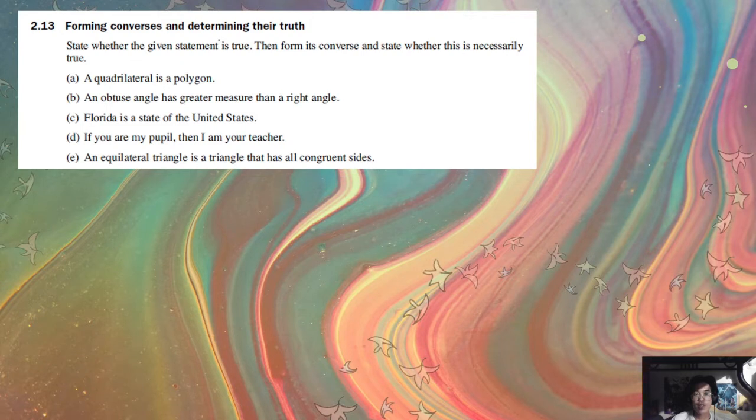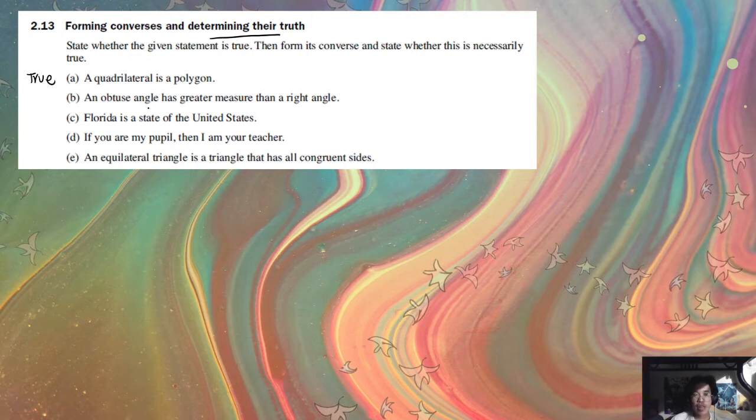Forming converses and determining their truth. State whether the given statement is true. Then form its converse and state whether this is necessarily true. A quadrilateral is a polygon, so this is true.